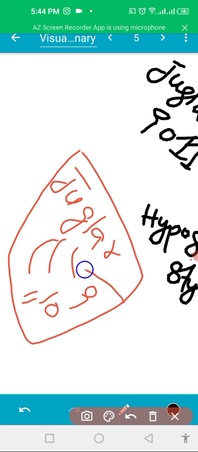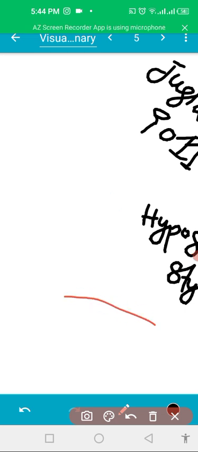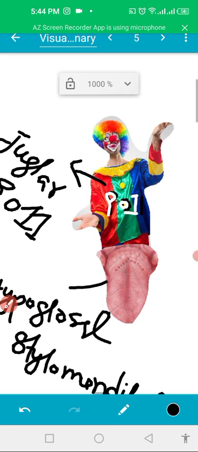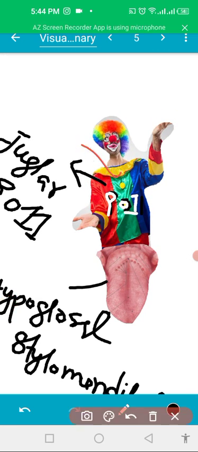So how can we memorize that? For memorization of this, we have used a joker who is juggling balls, and that joker who is juggling the balls represents the jugular foramina linking, and his shirt has written 9, 10, 11, meaning cranial nerve 9, cranial nerve 10, and cranial nerve 11 exit the skull via the jugular foramina.